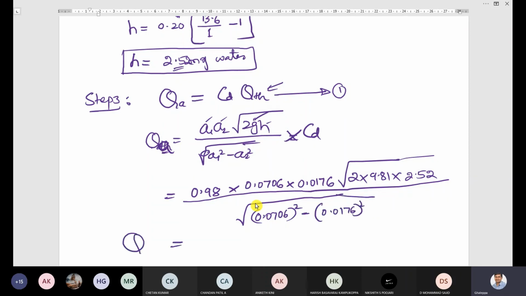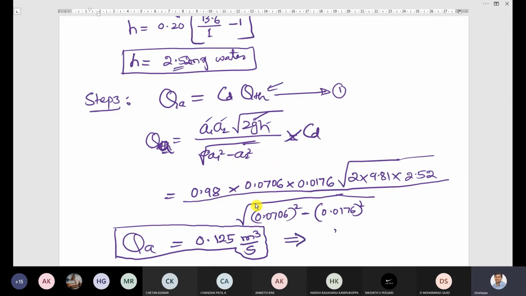Substitute all the values in a calculator and the value of discharge I will get is 0.125 meter cube per second. So this is the final value of discharge. He may ask you to convert it into liters. In that case, we will write 125 liters per second. There may be a small change in the values, maybe a variation: 124, or you may get 126 also. So this is the value of discharge for the given numerical.